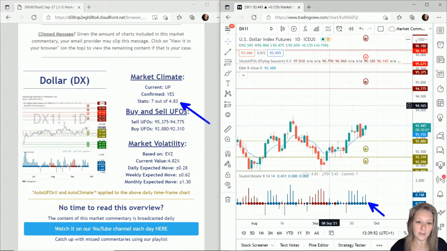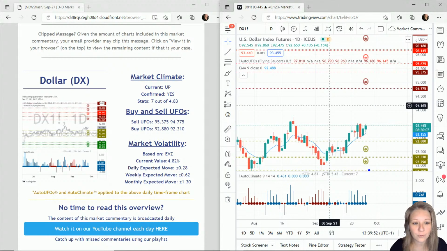Normally, this market would go up for 5 candles, and we're on candle number 7. So we have gone past what's usual, but we don't have sellers for a little while here. The sellers are up here at 95.375 to 94.775. We have buy orders closer, which are 92.88 to 92.31. So overall, probability upwards. Yes, we've gone slightly past what's usual, but we've got some room to go before we hit sellers, and we've got buyers behind us pushing us upwards.